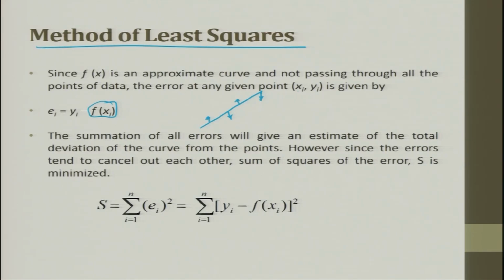The summation of all the errors will give an estimate of the total deviation of the curve from the points. However, since the errors tend to cancel each other out, the sum of the squares of errors should be minimum. So, this error deviation should be minimum. Suppose you have a set of data points like this and you are trying to draw a line or a curve. I am trying to shift this curve such that I have minimum error between the data points.